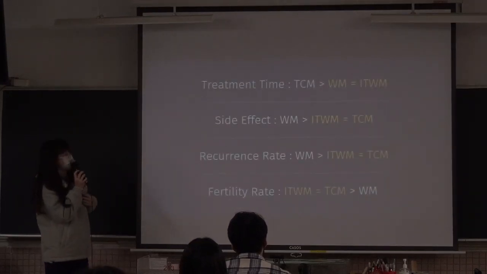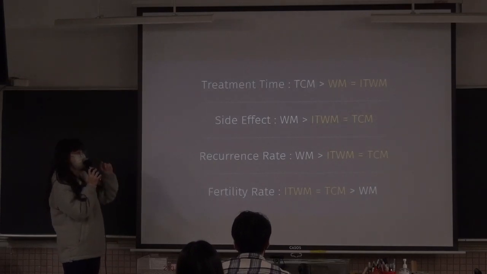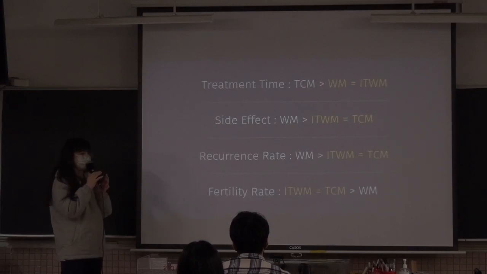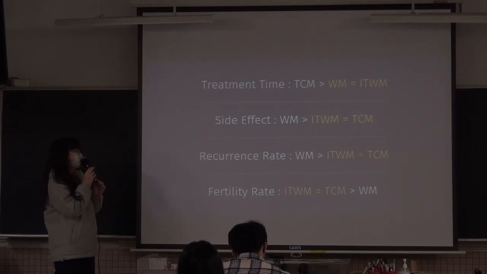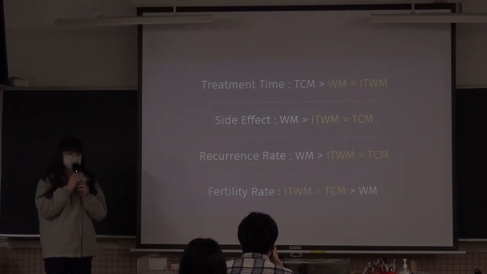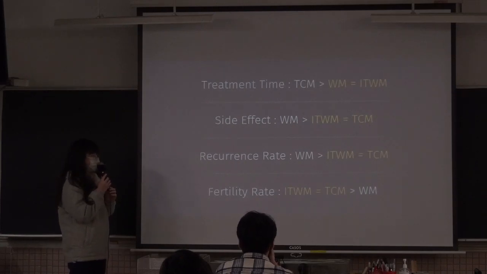Okay, so this is a comparison. The first one is treatment time. You can see that traditional Chinese medicine use more time than others to treat. And the second one, side effects. Western medicine has more side effects than others. The third one is recurrence rate.